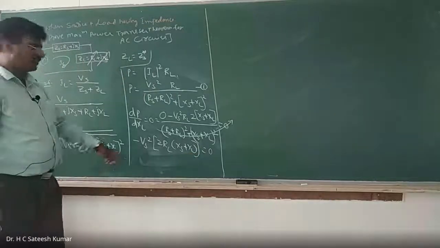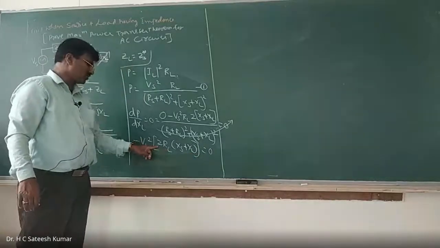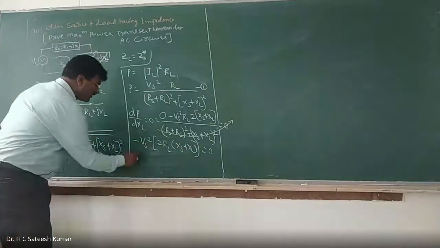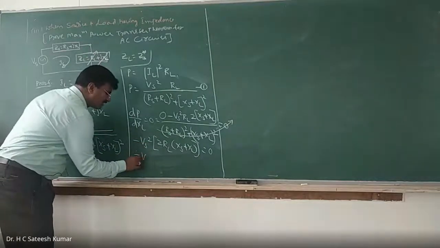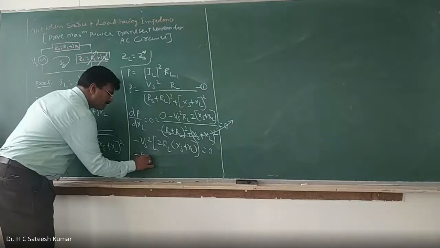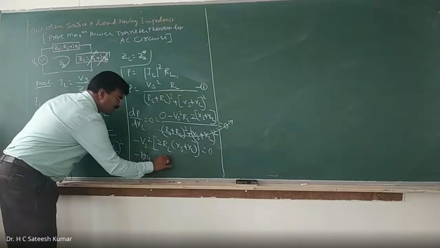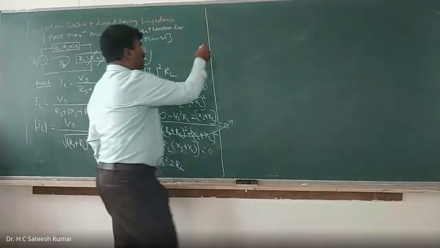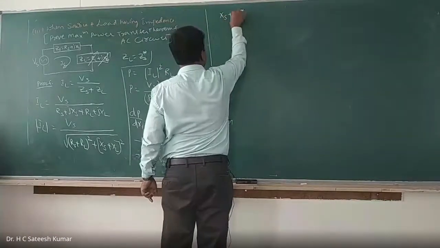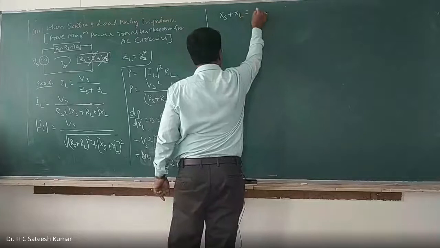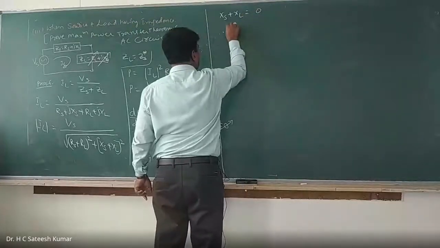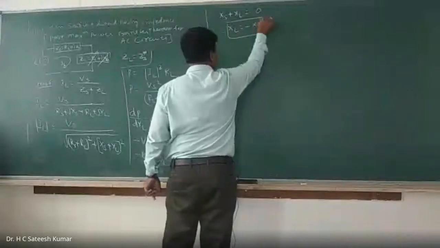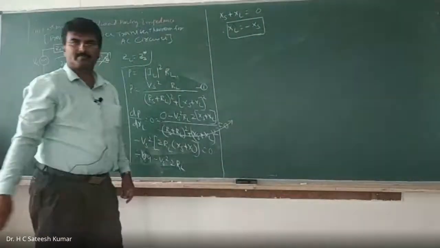RL is constant, 2 is constant, and Vs square is also constant. Divide throughout by minus Vs square into 2RL. All these things will become 1. Therefore, what will you get? XS plus XL is equal to 0. Therefore, XL is equal to minus XS. So this is one condition, we got it.